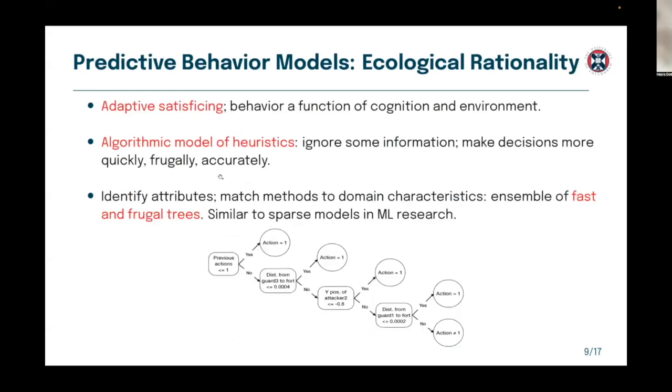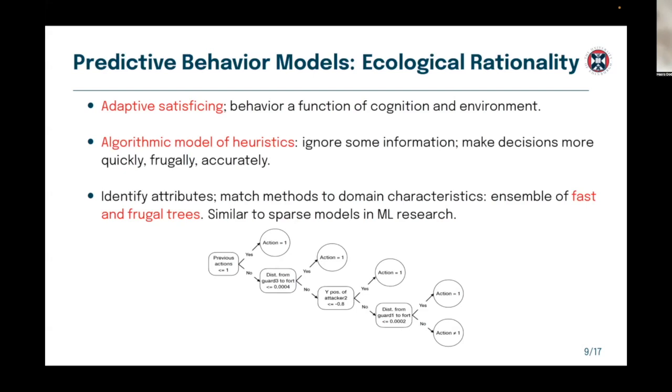And then, having only this knowledge is actually not enough in ad hoc teamwork, because the domain itself and the agents are going to be changing over time. So you want to have predictive behavior models of the other agents. To do this, we follow the ecological rationality approach. Ecological rationality talks about adaptive satisficing, where you characterize the behavior as a function of both cognition and the environment. So we use the algorithmic model of heuristics so that we can ignore part of the information to make decisions more quickly and accurately, because that is important in ad hoc teamwork.